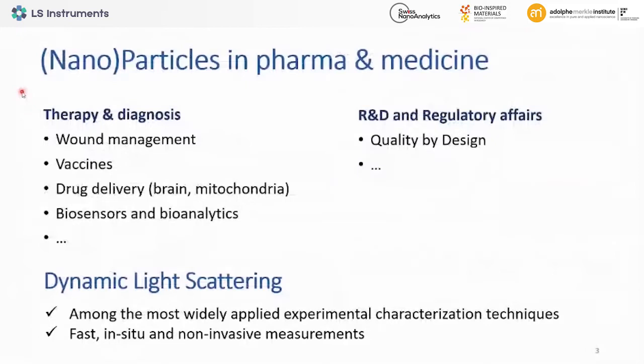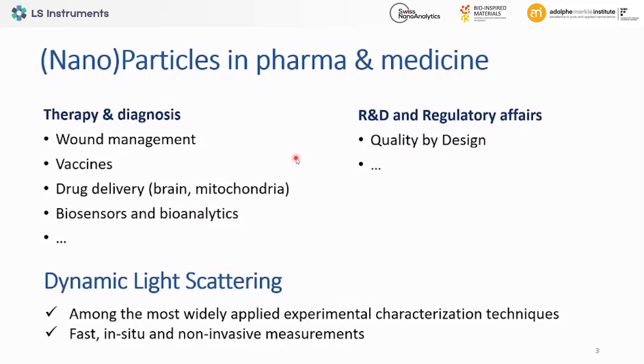So today we're going to talk about characterizing nanoparticles by dynamic light scattering, within that standard, polarized and depolarized dynamic light scattering. For many of you who come from pharma and medicine, light scattering techniques are one of the most important characterization techniques to study particle dispersions or suspensions. And nanoparticles can be found in therapeutic and diagnostic products, for example, wound management, vaccines, drug delivery, biosensors, and bioanalytics. Light scattering instrumentation is very important for regulatory and research efforts, for example, to ensure good quality and good design.